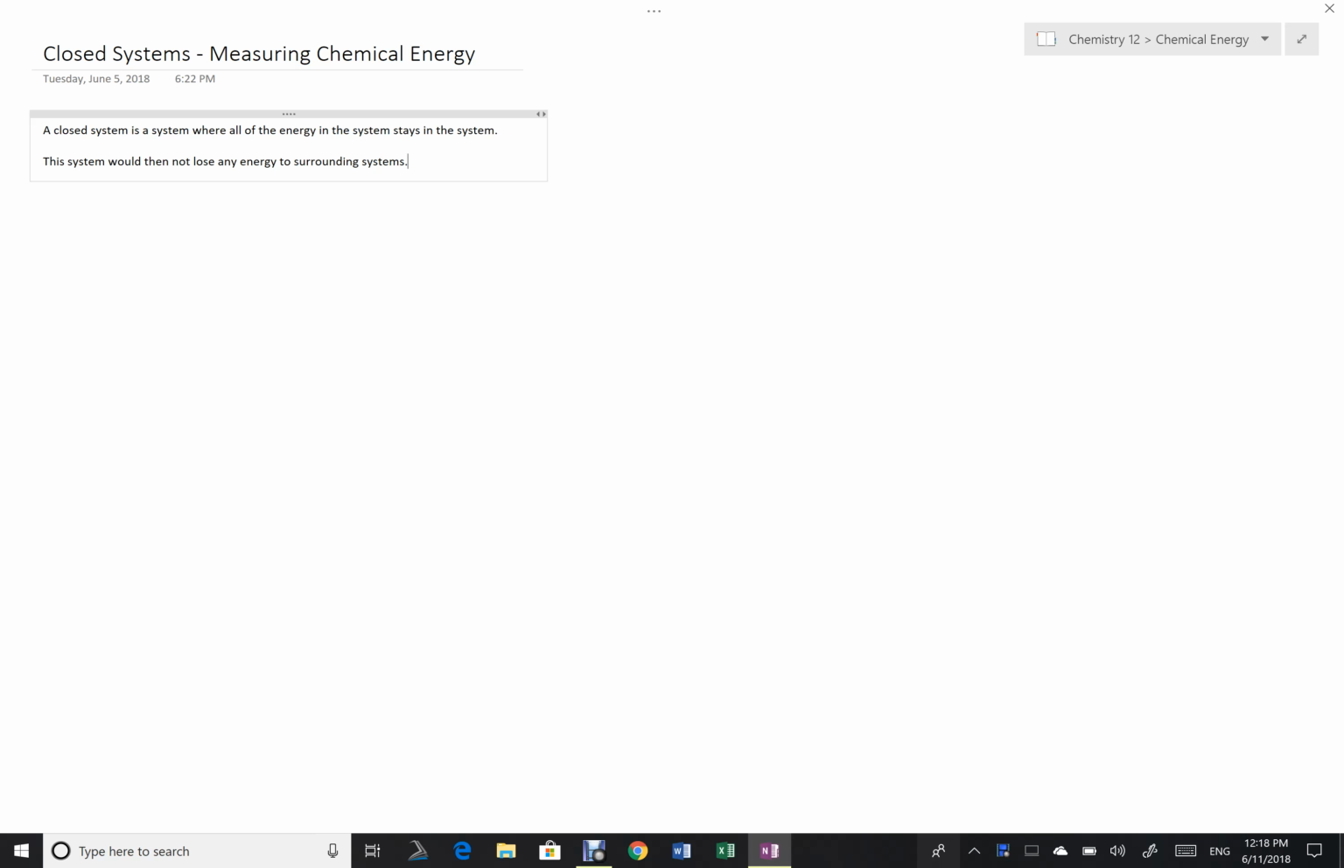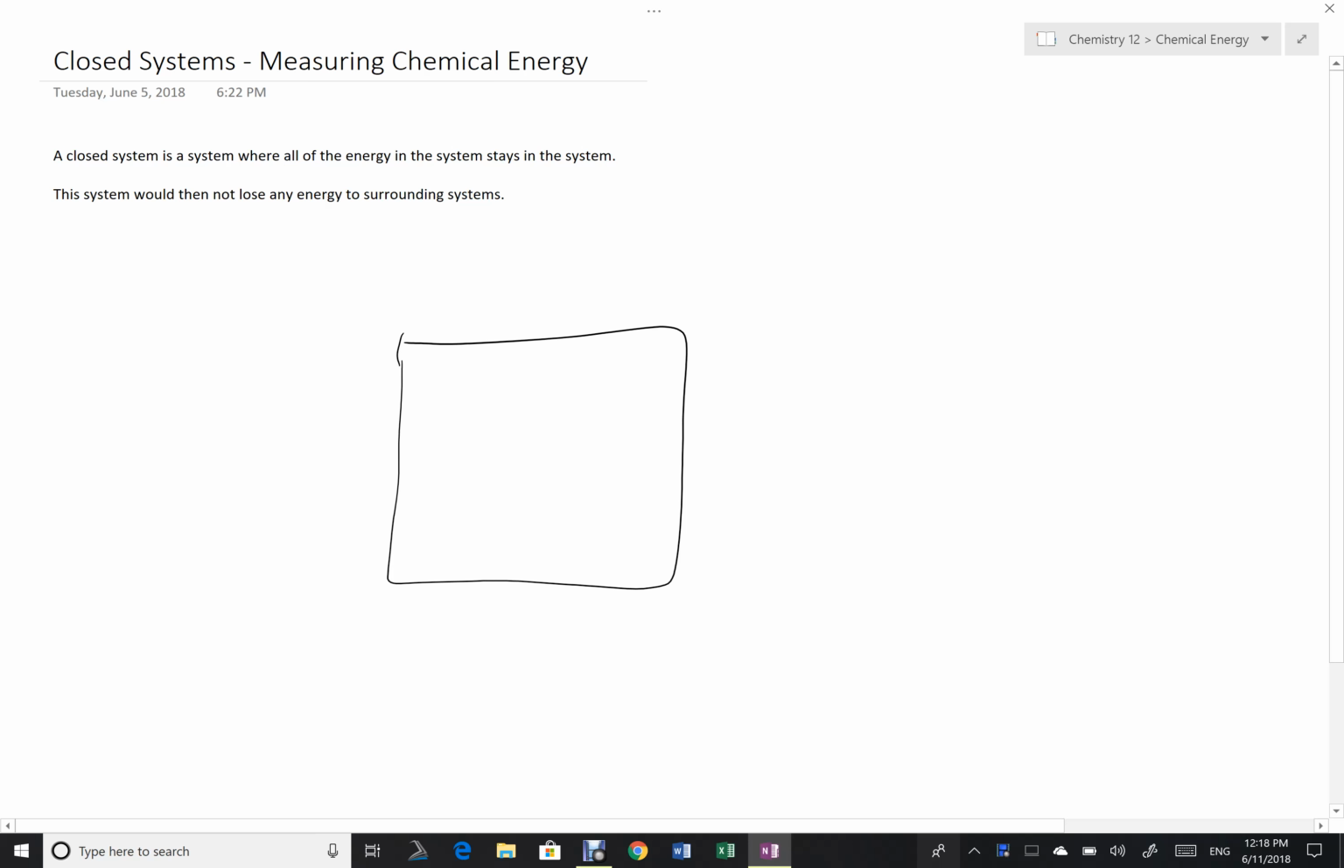Okay, I'm going to talk about closed systems and measuring chemical energy. When we try to measure the chemical energy involved in a reaction, we want to use a closed system. Imagine some sort of perfect system like this, where we have some substance that represents the surroundings. Maybe it's full of water.